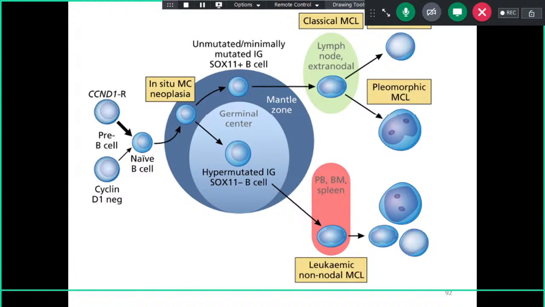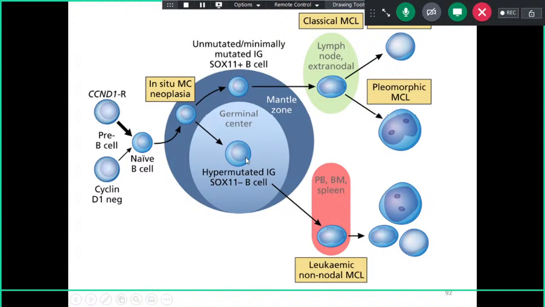In case of CLL, it is monoclonal B cell lymphocytosis. These are the counterparts, you can say, of in situ follicular. These are of very uncertain potential, and may in future, though there is a less chance, transform to a full-blown lymphoma. Okay, so here it forms an in situ neoplasia.